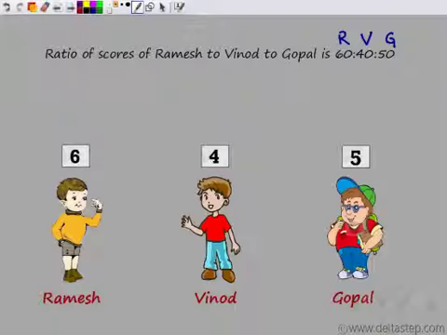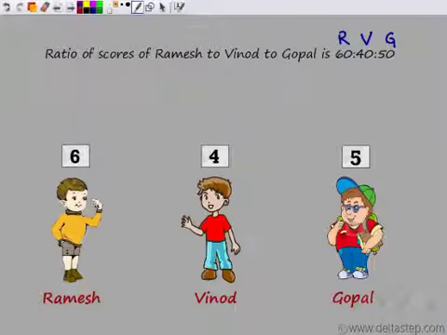So now from this I can find the ratio of Ramesh to Vinod, which is 60:40. I can find the ratio of scores of Vinod and Gopal, which is 40:50. I can also find the ratio of scores of Ramesh and Gopal, which is 60:50. So from this 3, I can read any 2. I can compare any 2 also.